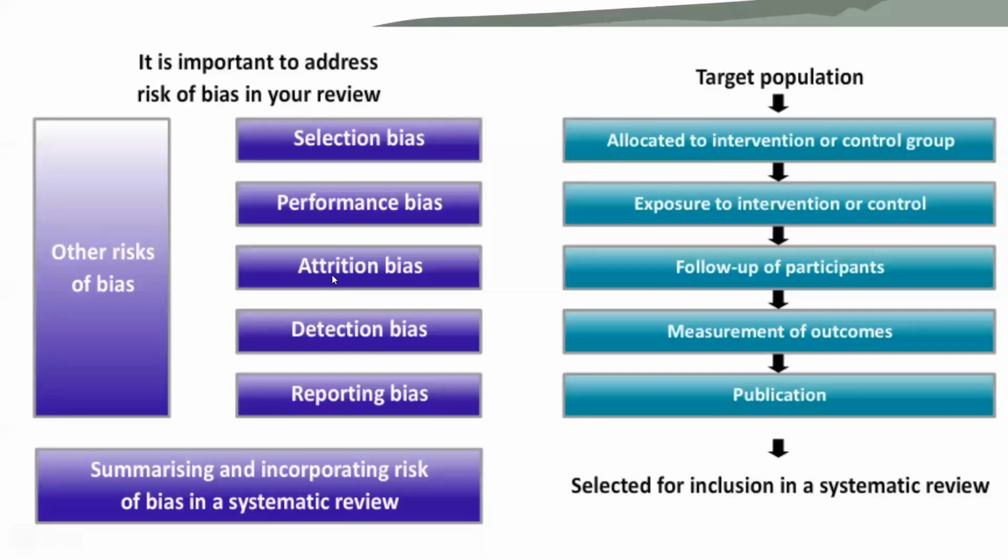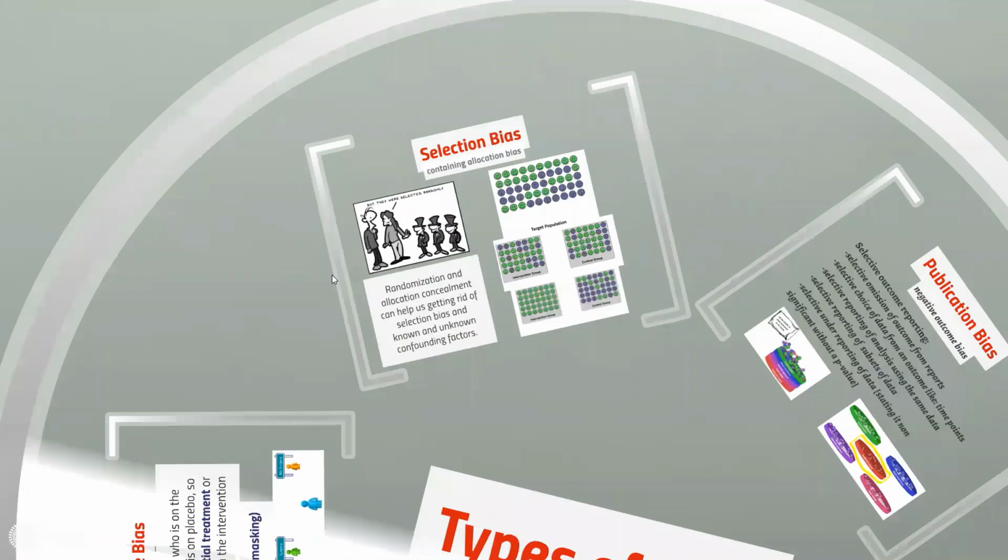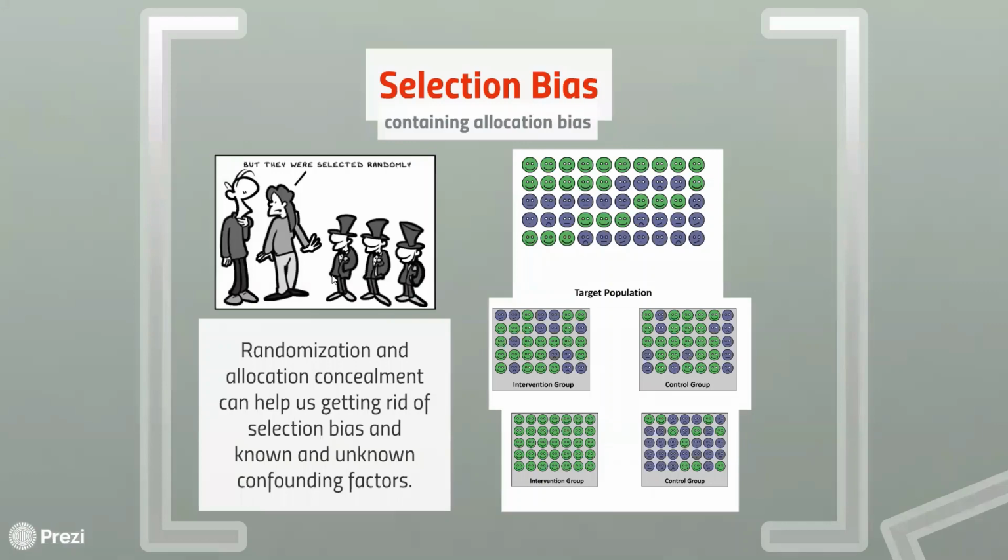Reporting bias is when I have all the results and I just report the positive results, and for the negative results, I just discard them. And this is really a big issue. Okay, we will move to discuss each one of these biases alone.